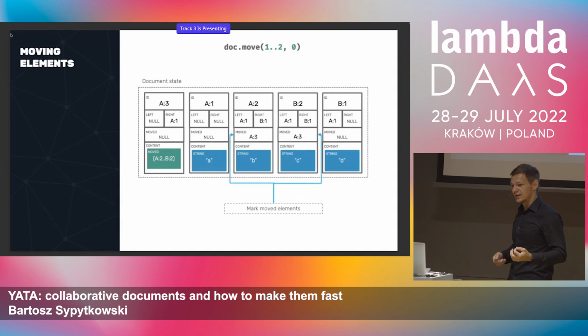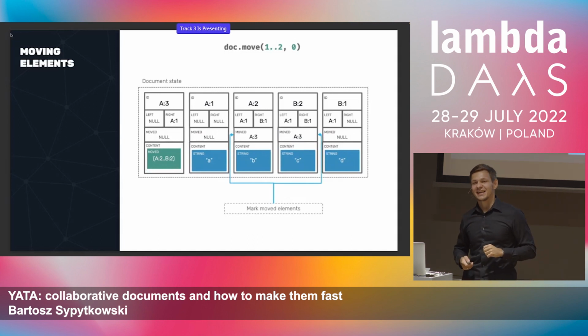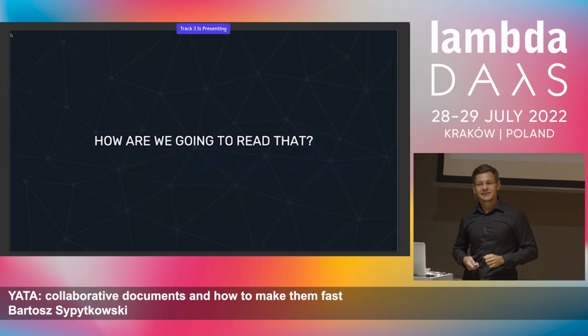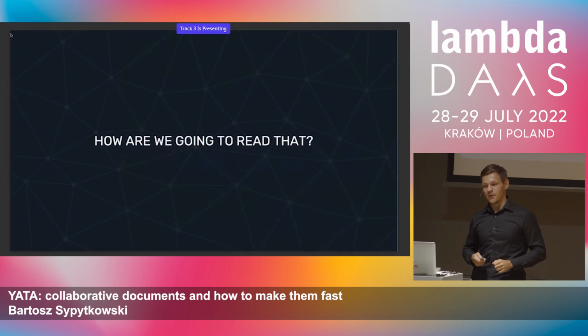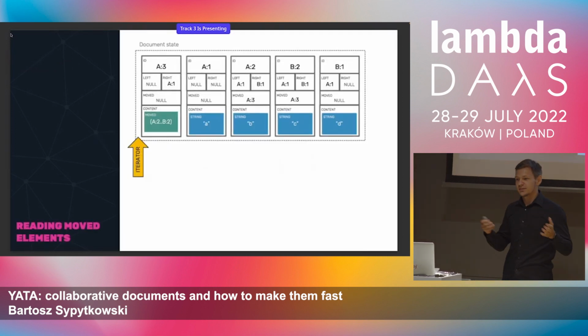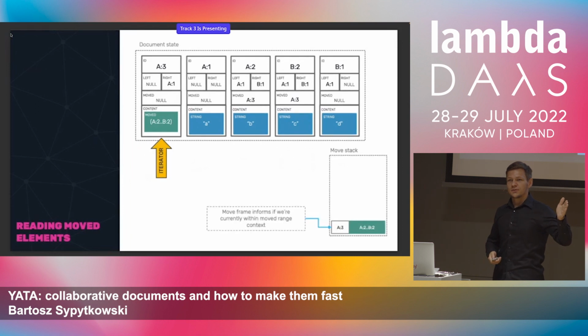Oh, sorry, there's one more thing. We are marking the blocks that we moved with a new kind of field, informing that they were moved by some other operation. This will be necessary when we are about to read them. So we need to read that now. We create some kind of iterator that points at the beginning of our collection. We are going over the first block. We see that this first block is of move type.